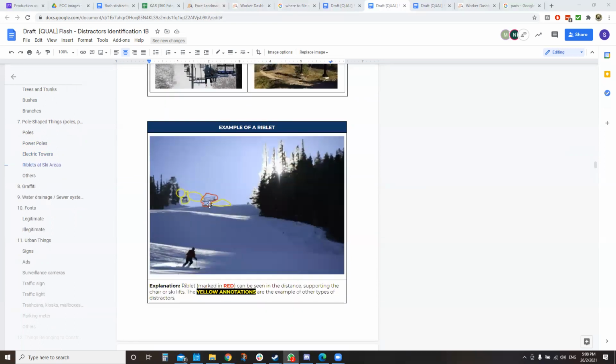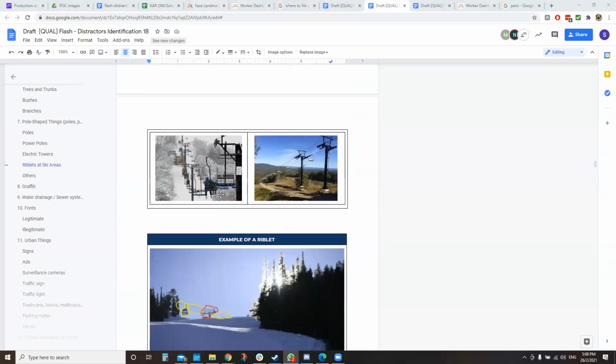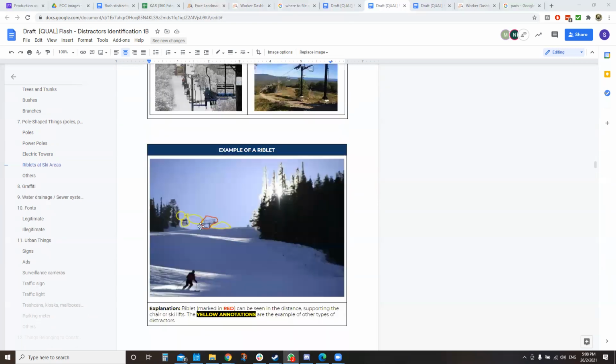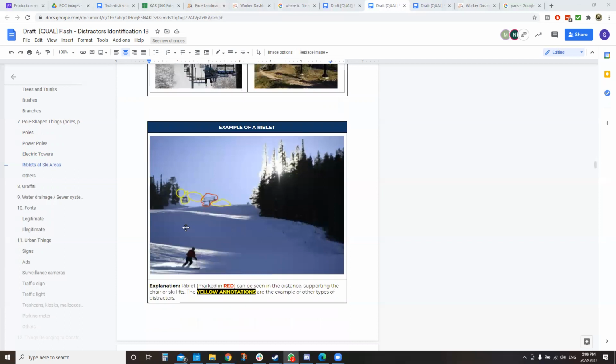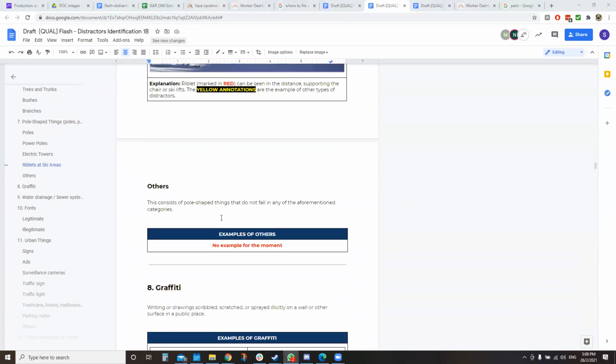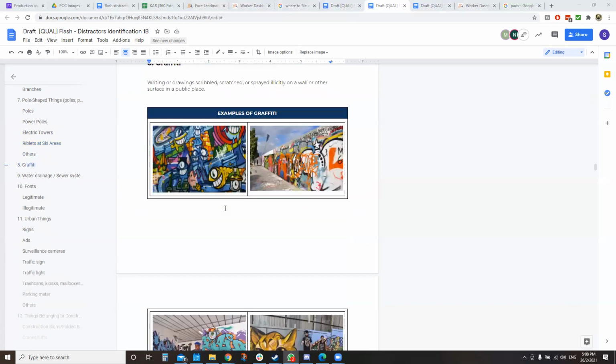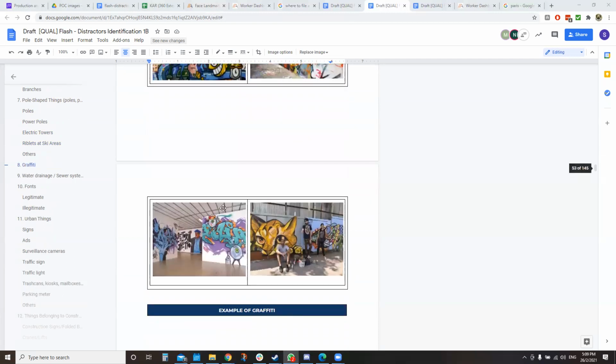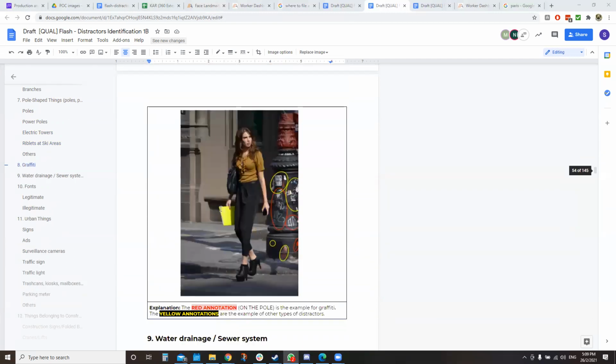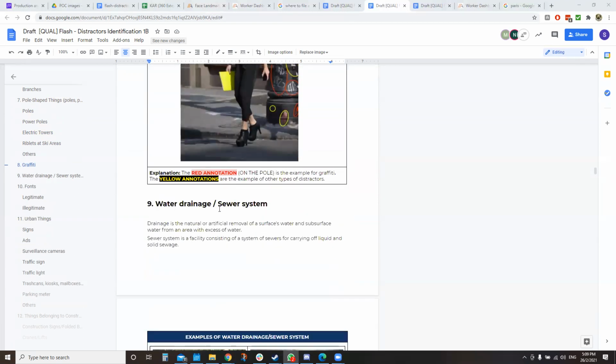Okay, so this one, the rate here. The chairs are not riblet. Riblet is basically the pole itself. The chair is something else. Then others, whatever doesn't fall into the category. Of course, then you have graffiti on the wall wherever. Then you have another category for water drainage.